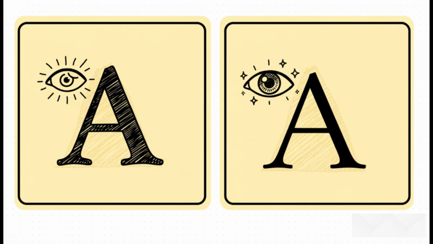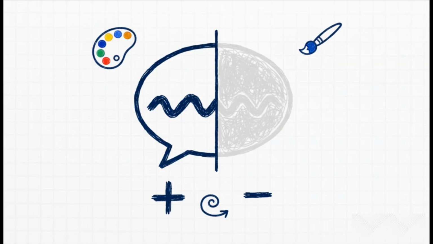The serif font on the left has those little feet on the letters. Now that's great for print, but on a screen, they can kind of blur together and just make your eyes tired. The font on the right, though, it's clean, it's crisp, it's just much easier for our eyes to scan quickly.